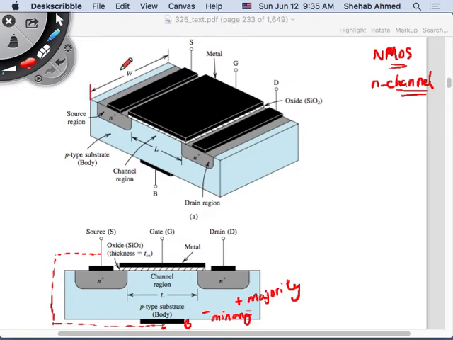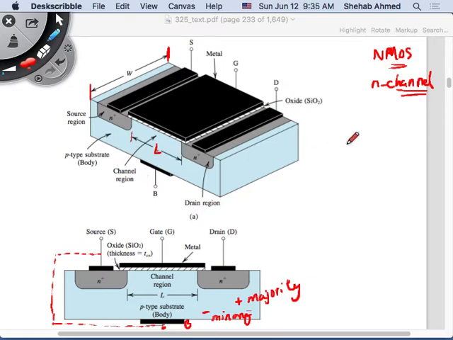The structure has a width W. That's interesting, and it has this length here called L. It's called the channel region, and we will see why it's called the channel region very shortly. So these are the main things from the picture.